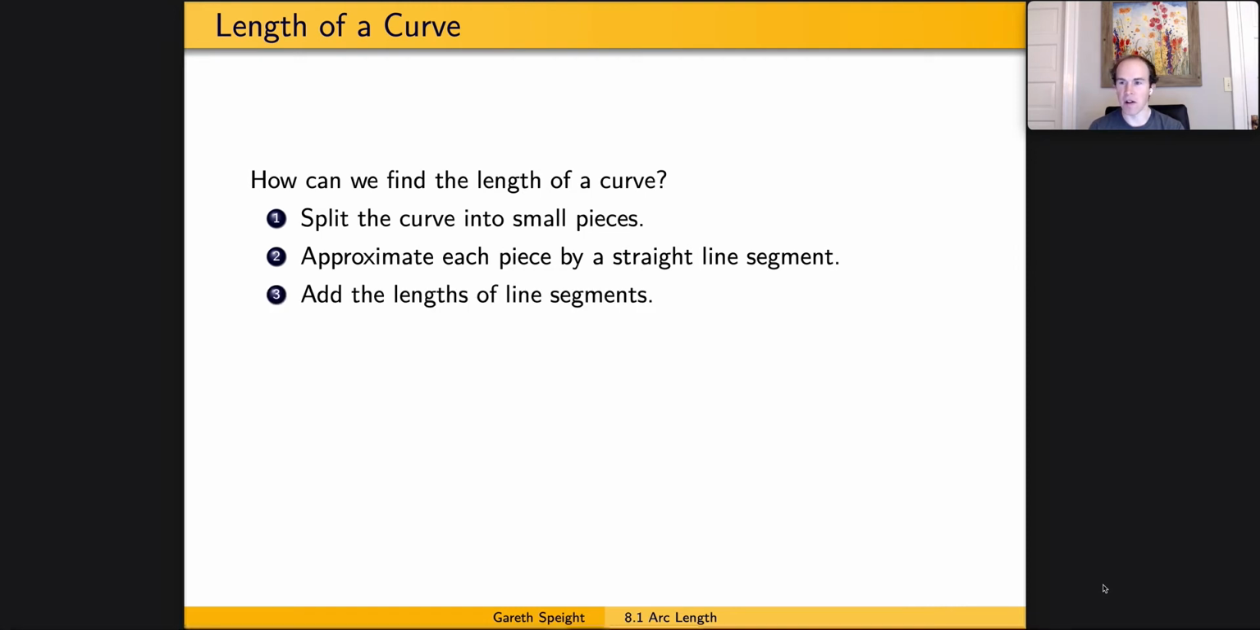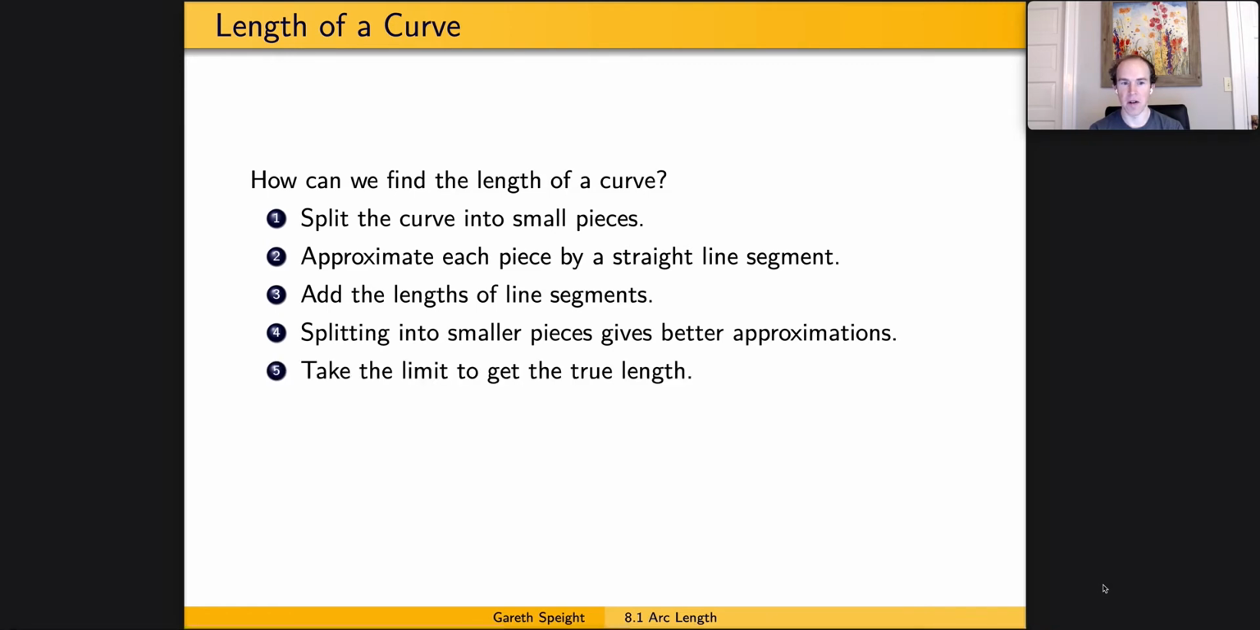And then we add the lengths of those line segments together. And altogether, that's going to give us an approximation for the length of the curve. And the more segments we use, the better the approximation we get. So you can see there is going to be a limit in there. We take the limit to get the true length.